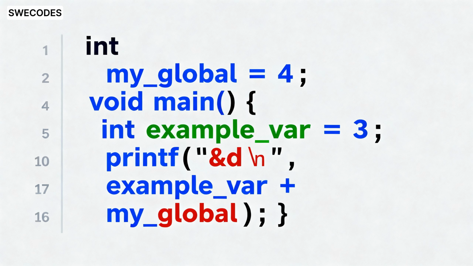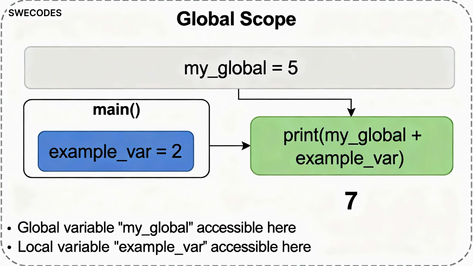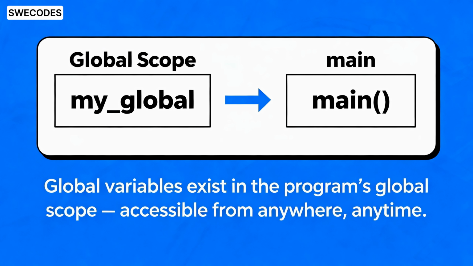Here's a simple illustration. int my_global = 4; void main() { int example_var = 3; printf("%d\n", example_var + my_global); } What happens here? my_global is defined globally, outside the function. Inside main, we define a local variable example_var. When we print the sum, the output is 7, because both variables are accessible in that moment. Even though my_global was never declared inside main, it's visible there because it's global. That's the key. Global variables exist in the program's global scope, accessible from anywhere, anytime.